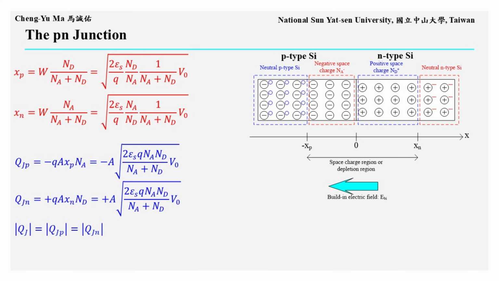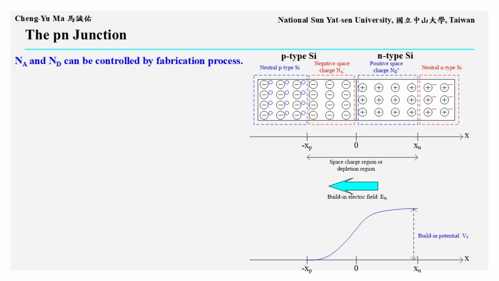After the space charge widths of the p-type and n-type semiconductors are found, we can calculate their space charges, Qjp and Qjn, as shown in the equations on the slide. Their charge magnitudes are equal because of charge neutrality. Therefore, this charge is called the junction charge, Qj.